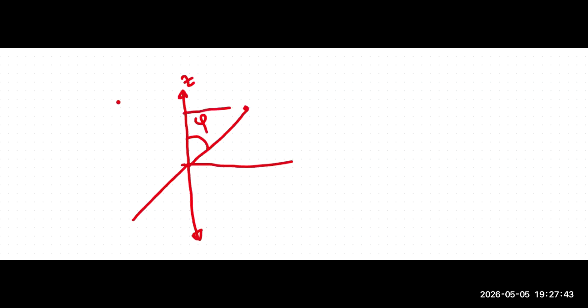This length is rho and this is z. So phi is cos inverse of z divided by rho. But in this case, if the point is below the xy plane, that means in the negative direction of z, the angle of this phi is this angle, because we need to always consider the angle with the positive z axis. So that's why this angle is phi.